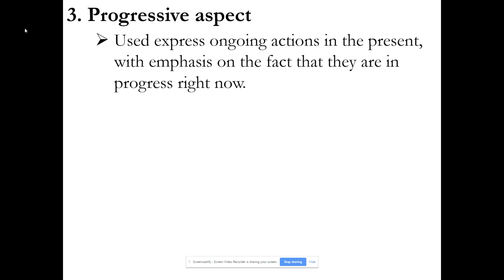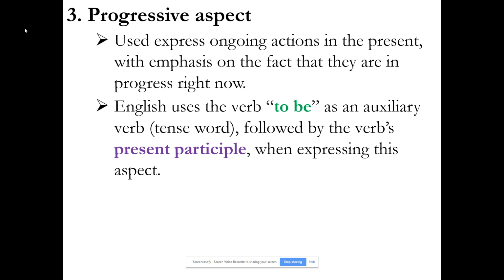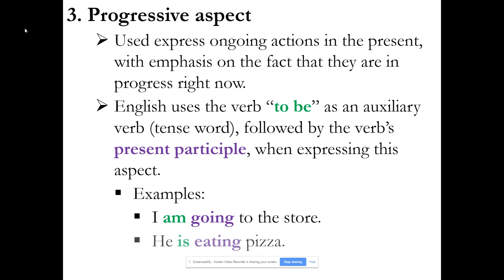So the progressive aspect, right? The progressive aspect is used to express ongoing actions in the present, right? There's emphasis in this case on the fact that they're happening right now. They are in progress, right? We like to use the verb to be in order to do this, followed by the present participle, the ing form. So I am going to the store. That is something I'm doing right now, or in this case, it could also imply that it's something I'm about to do, right? So very, very soon in the future.